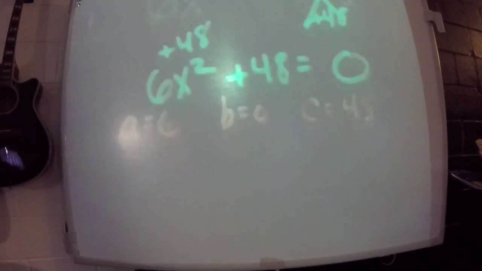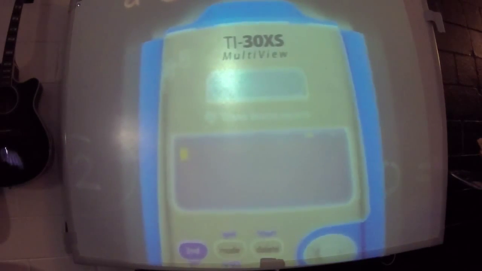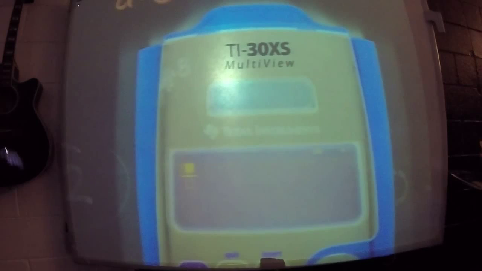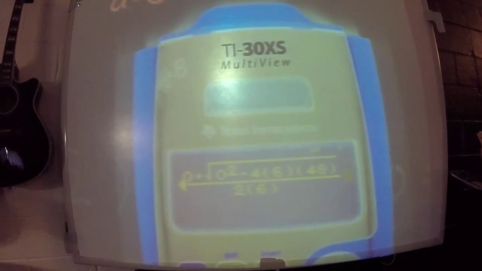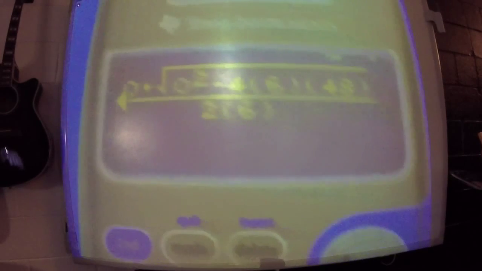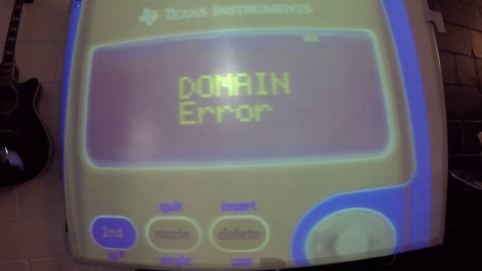And then put this, A, B, and C, into the calculator. So we're going to start x equals negative B, so negative 0, or just 0, either way, plus or minus the square root of B squared, so 0 squared, minus 4 times A times C, all over 2A, which is 2 times 6. Now normally, I've got it in right, I should be able to hit this and get some sort of answer, and then change my plus to a minus and get the other answer, but this happens.